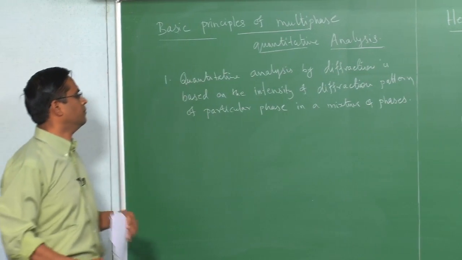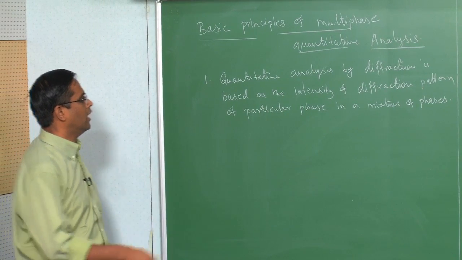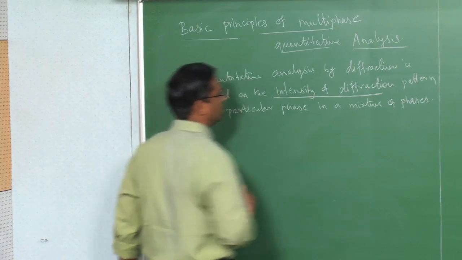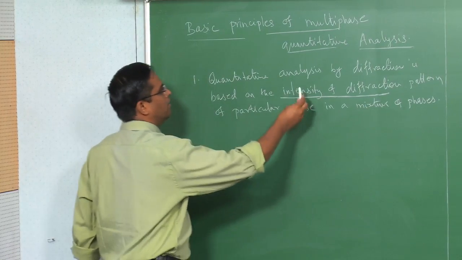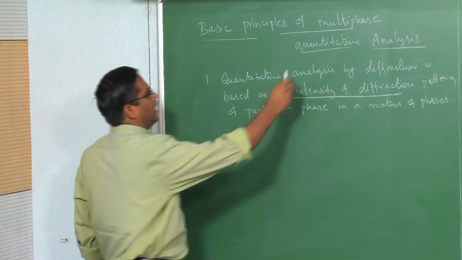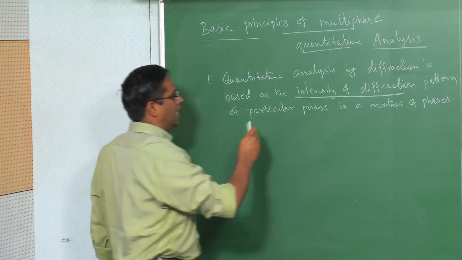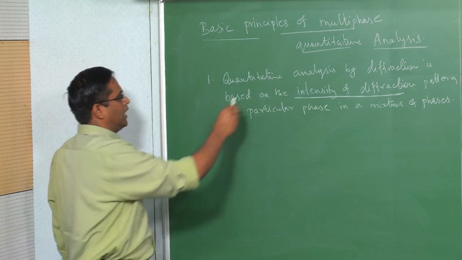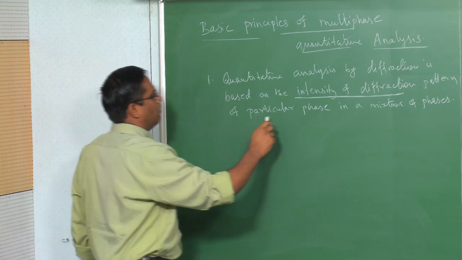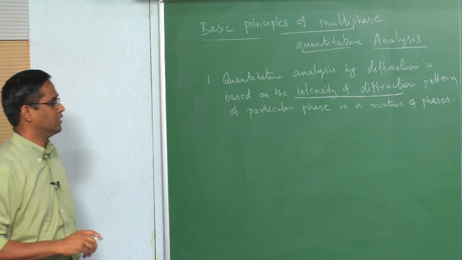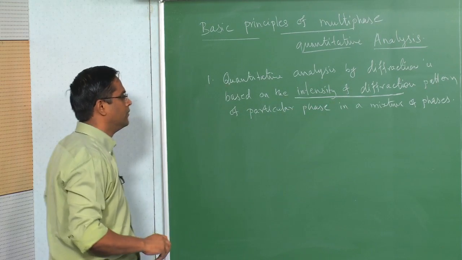So what I have written here, the quantitative analysis by diffraction is based on the intensity of the diffraction pattern of a particular phase in the mixture of phases, because we are interested in identifying the phase in a multi-phase system, more than one phase system. So the basic idea is that the quantitative analysis is based on the intensity of the diffraction pattern from the particular phase in a mixture of phases. So what is the next step? What does this intensity depend on? That is what we have to write now.